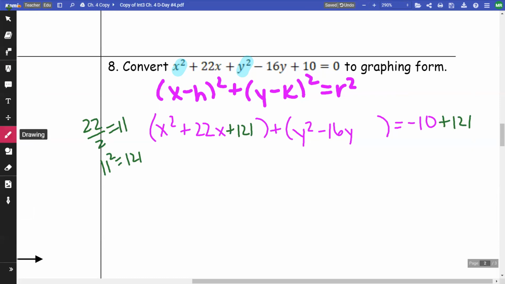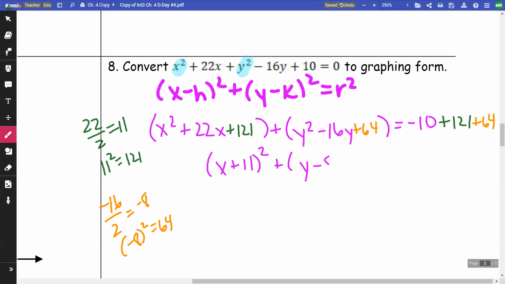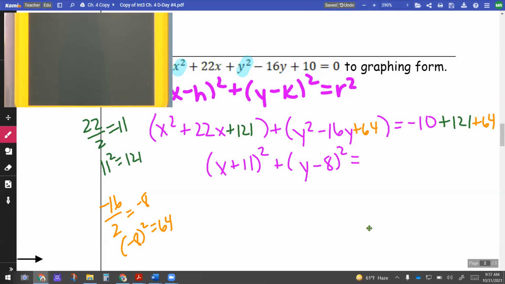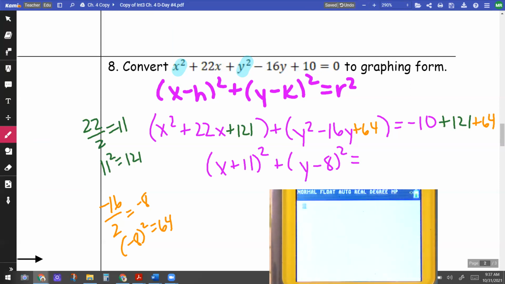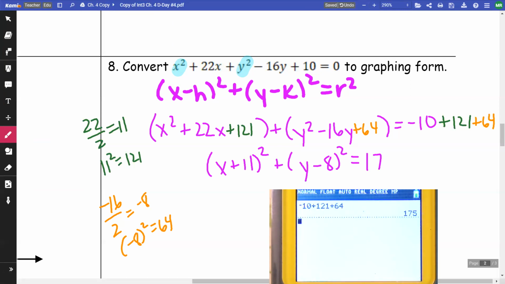Then I'm going to look at my -16, which is in front of my y. Take half of that, which is -8. And I'm going to square -8, which is 64. So I'm going to go plus 64 plus 64. So then I am going to have (x plus 11) squared plus (y minus 8) squared is equal to, and let's see, I'm taking a -10 plus 121 plus 64, and I get 175. And that is our equation.